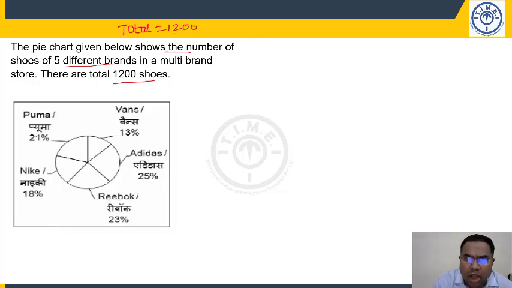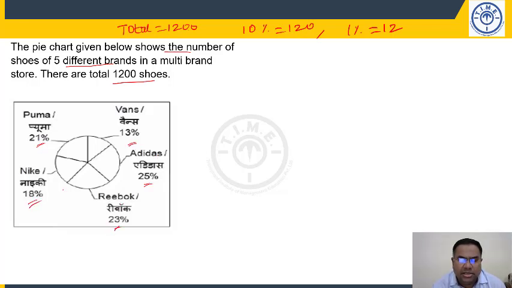Right? So how much is 10% of 1200? 120. How much is 1%? You have to put a point after 2 digits. 12. So of 1200, 10% is 120, 1% is 12. Puma 21%, Vans 13%, Adidas 25%, Reebok 23%, Nike 18%. Right? Now let us take up the questions.